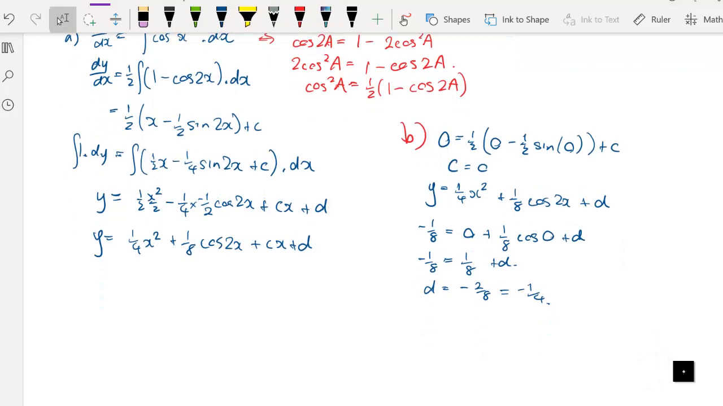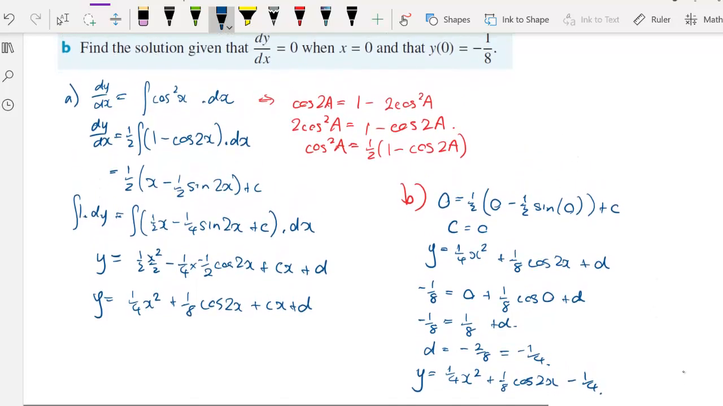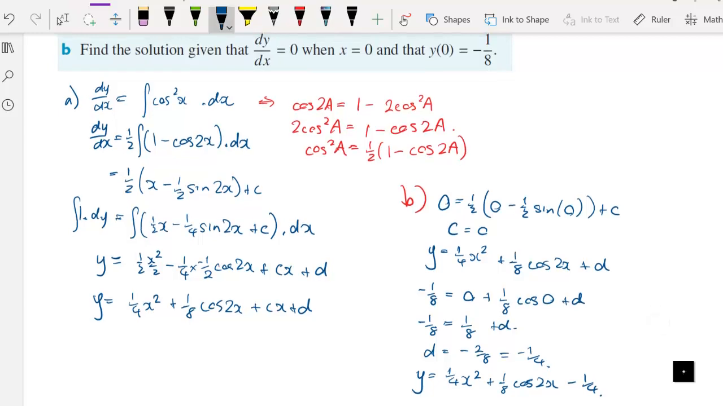So now that we've done that, we end up with y is equal to 1/4 x squared plus 1/8 cos 2x, because we know that there's no cx, and instead of d, we've got negative 1 on 4. And there it is. There is our solution with those given parameters, with the gradient and the y value at specific points. Okay, so that concludes the lesson.